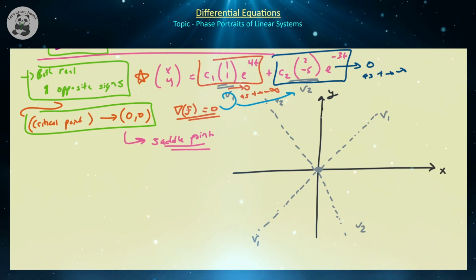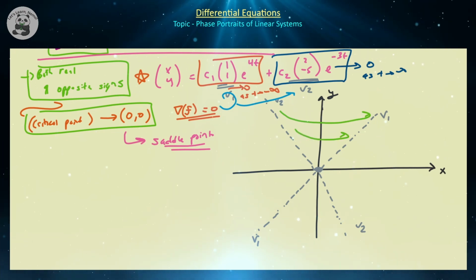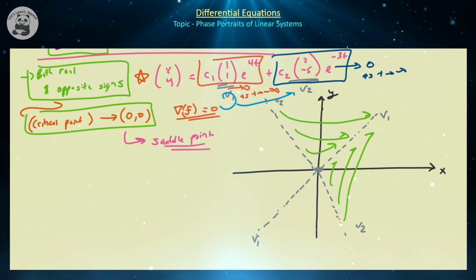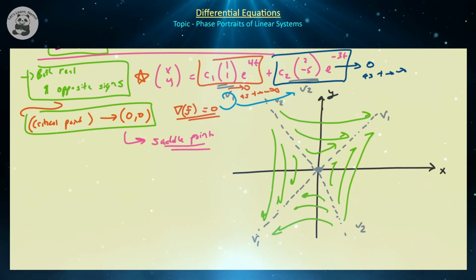So as t goes to infinity, v2 is going to vanish and v1 is going to dominate. So we're going to be getting close to v1 and far from v2. We're going to have this type of pattern here. Again, close to v1, away from v2. So we're going to have that traversion there. And again, close to v1, away from v2. Close to v1, away from v2.